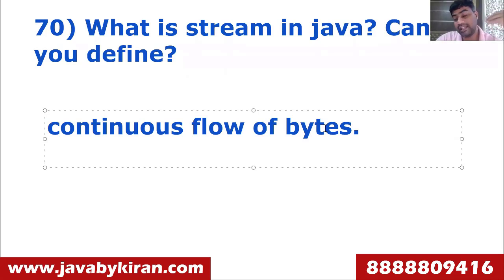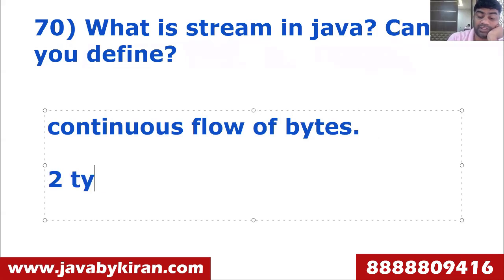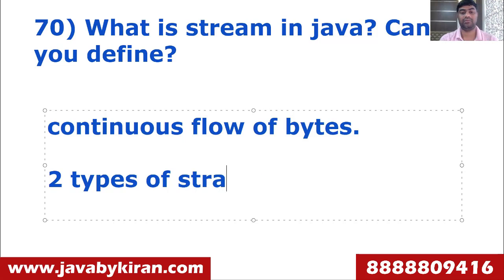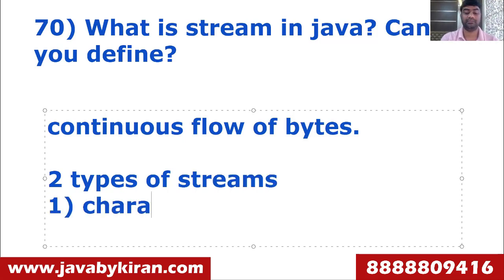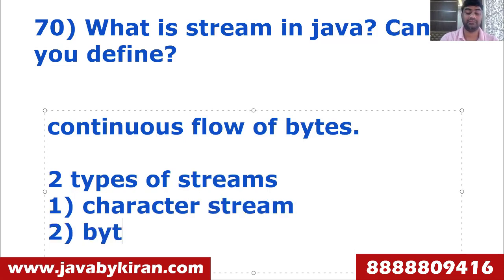Then he expects an explanation from you, so you should say there are two types of streams. One, character stream, another, byte stream. Like that you prolong your answer, explain as much as possible. The more you explain, you will be happy, the interviewer will be happy, and he will find interest in talking with you.